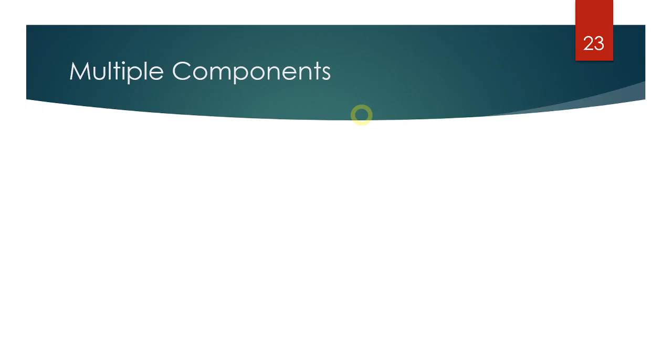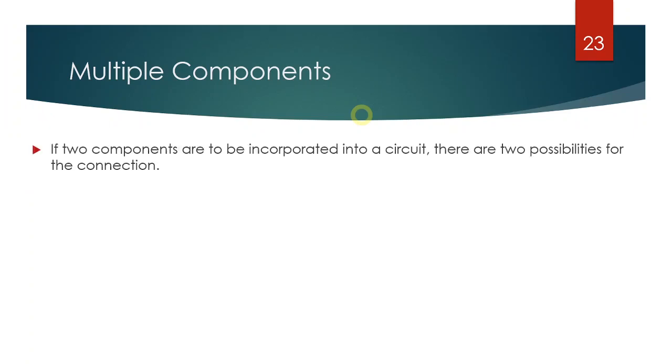Okay, when we have multiple components, we have a couple options of how we can wire them up. If two components are to be incorporated in a circuit, there are two possible connections. You can connect them in series, and we'll see a picture of that, and you can connect them in parallel. And those are the only two options if you have two components.